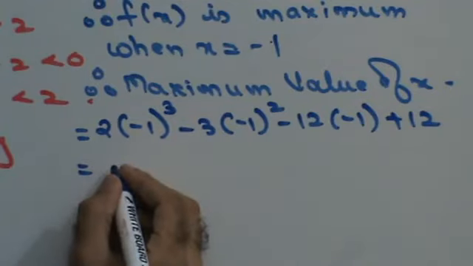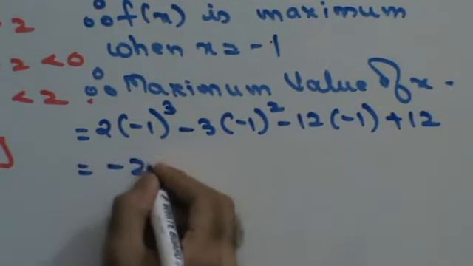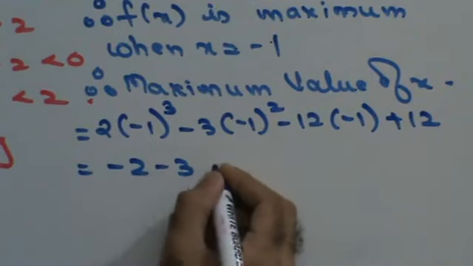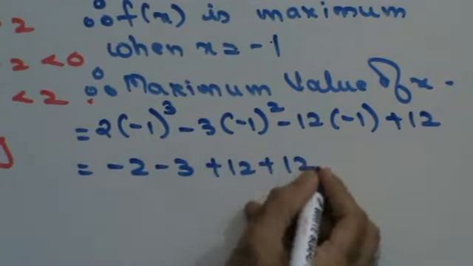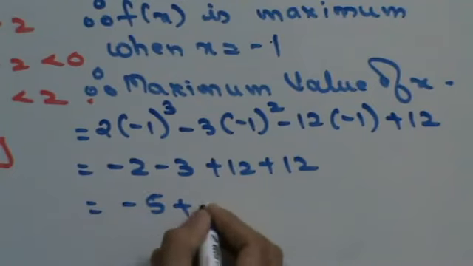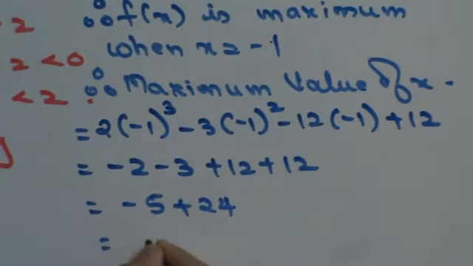Minus 1 the whole cube is minus 1. So minus 2. This is going to be minus 3 plus 12 plus 12. Minus 5 plus 24, 19. So the maximum value of this function is going to be 19. So the maximum value will be 19 and the minimum value will be minus 8. Right? Take down another sum, please.